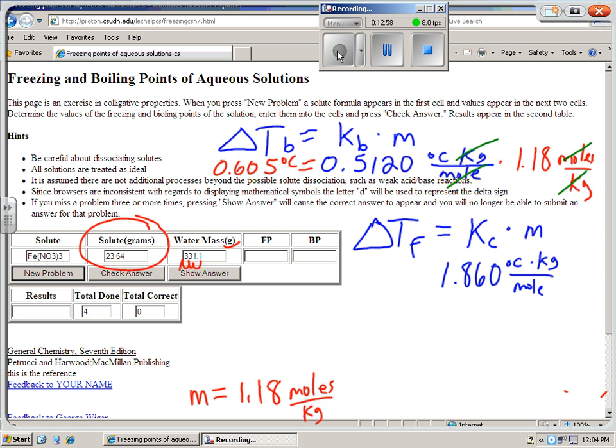And the freezing point, so times molality, 1.18 moles per kilogram. And so this crosses out moles and moles, kilograms and kilograms. And the freezing point is depressed even more so. And you end up with a temperature change of 2.19, and we can have only 3 sig figs, so we're going to round that up to 2.20 degrees C.